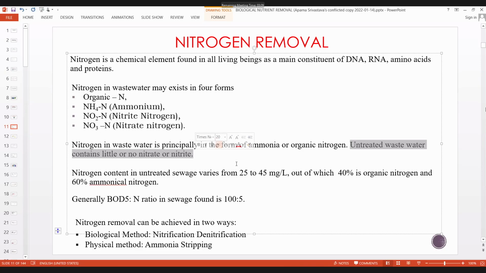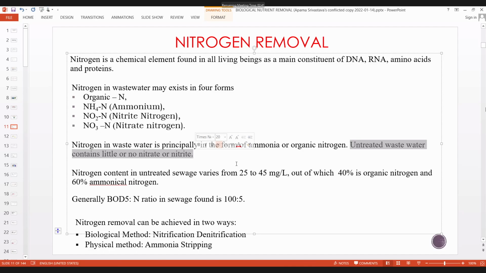Generally, untreated wastewater does not have oxygen. During treatment, some aeration process is involved, and at that time oxygen is supplied, and only then is the nitrification process going to occur. So ammonia or organic nitrogen never converts into nitrate and nitrite in untreated wastewater, and because of that, there is a rare chance to find nitrate and nitrite there.